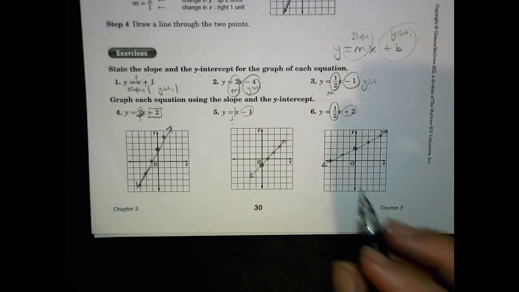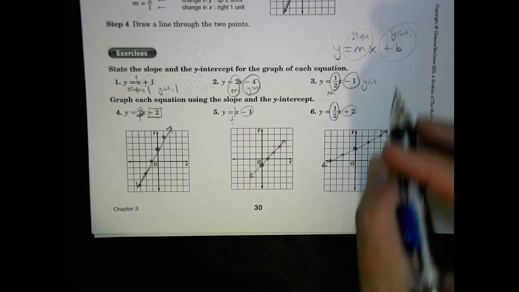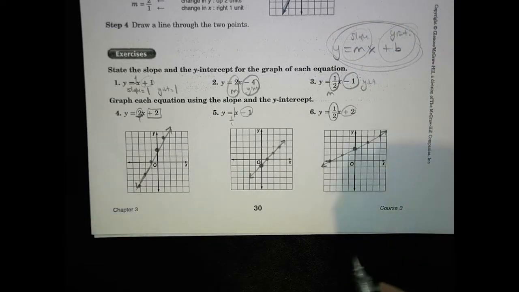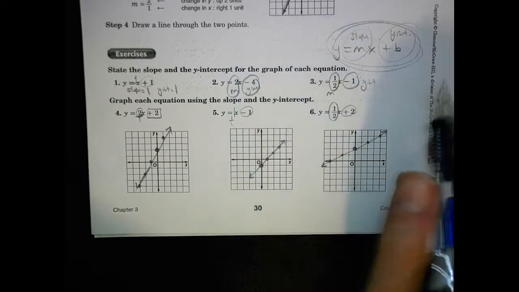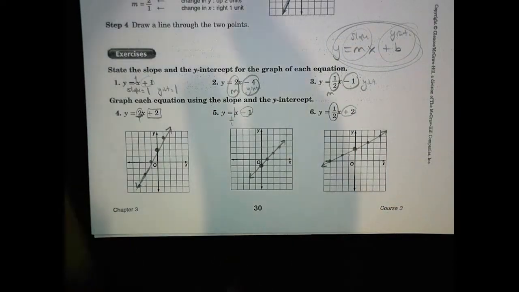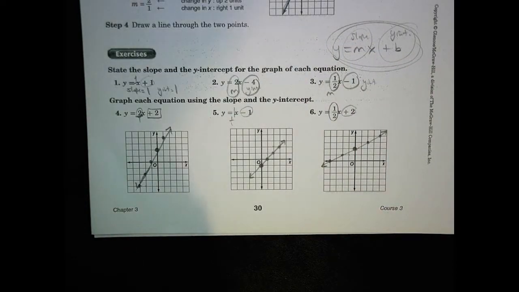And again, this is called the slope-intercept form. Y equals mx plus b is the slope-intercept form, and it's a way of using the equation to be able to graph a line quickly. Okay, so I'm going to pause there. You're going to do some more on your own, and we'll check our work together in just a few minutes.